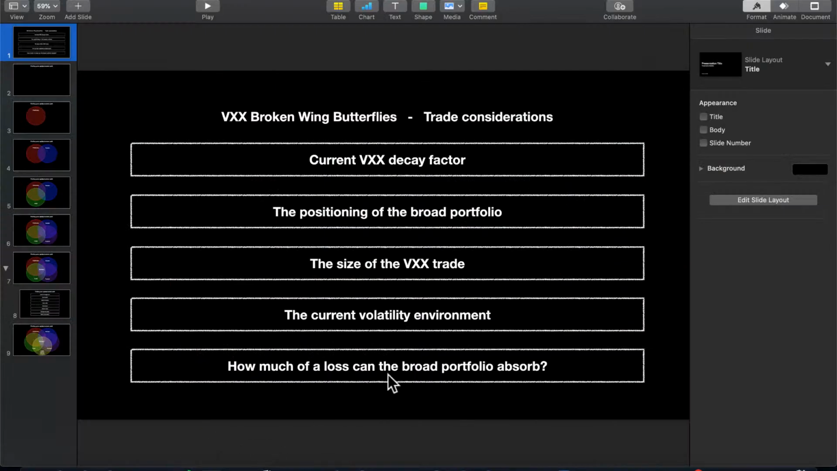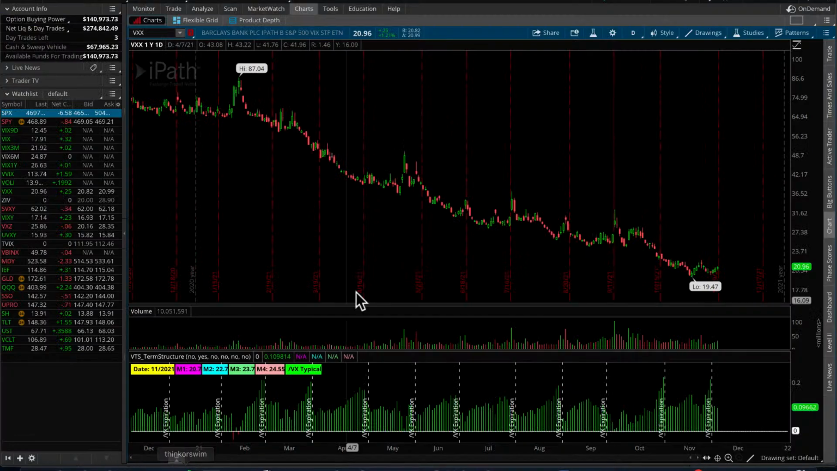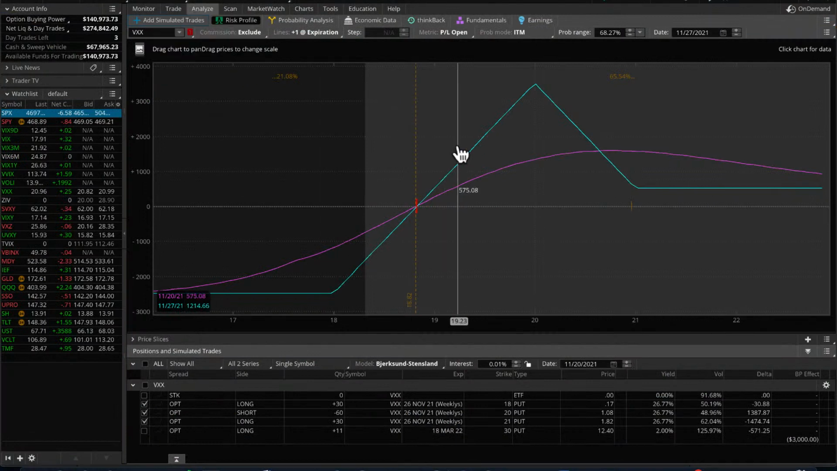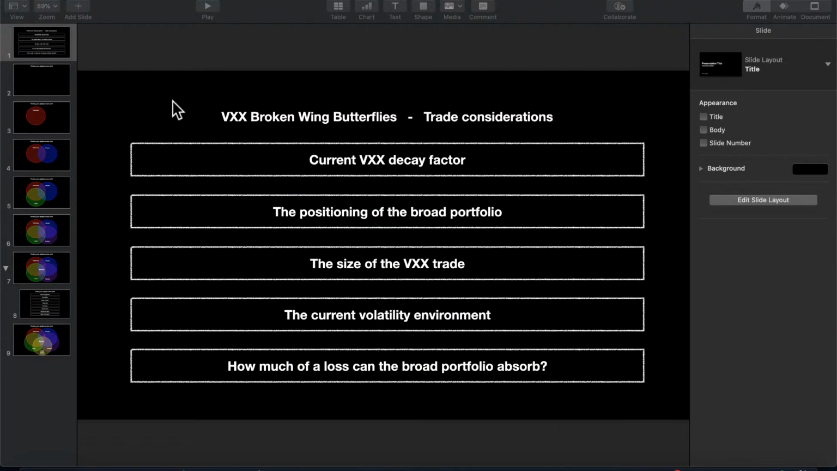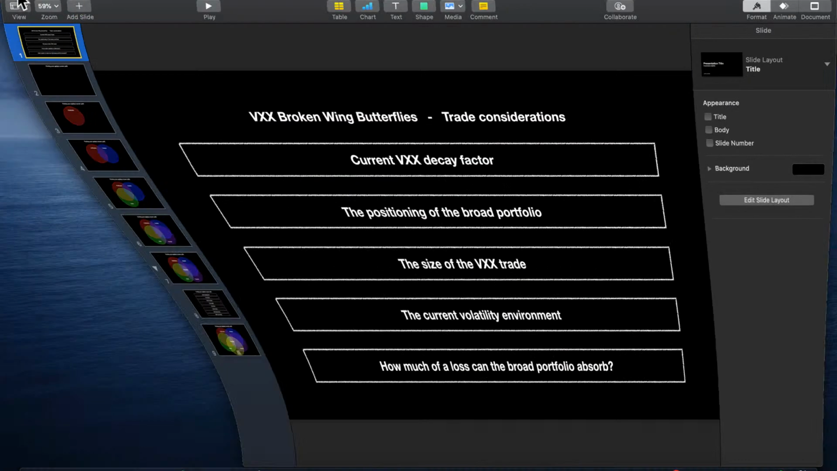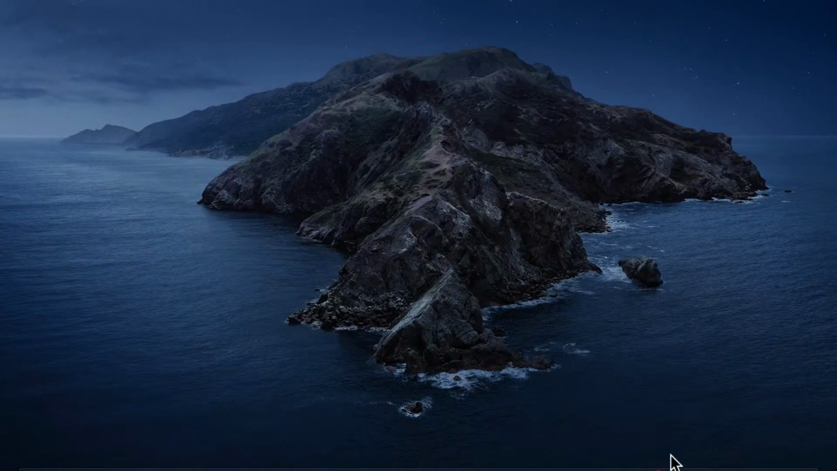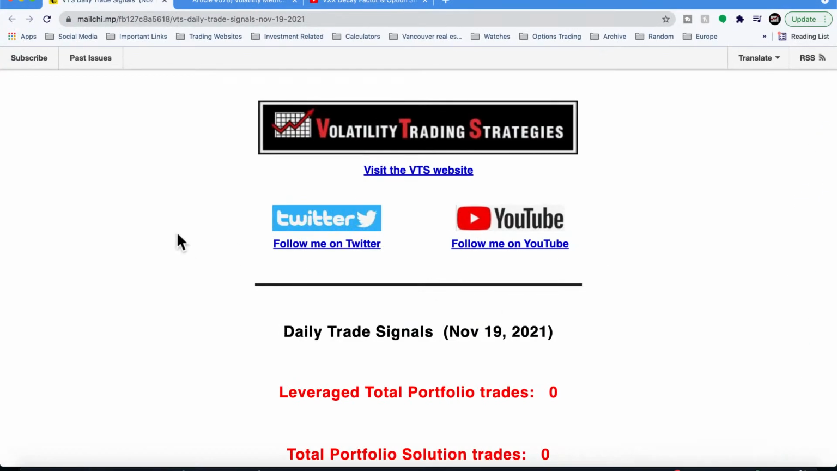There's many of these. How much can I lose? How much can the broad portfolio absorb? Sometimes I might set up a trade that is not intentionally set up to lose money, but with the stated purpose that I don't really care if it makes or loses as long as it's offsetting something that I'm doing in the portfolio. So the general point is there are quite a few aspects going into this. But what we're going to talk about is the first aspect, the VXX decay factor.